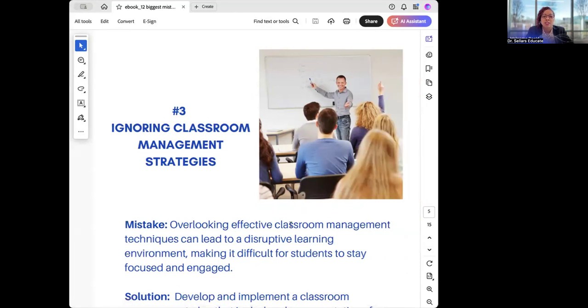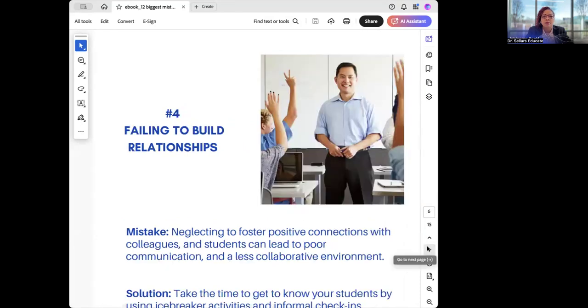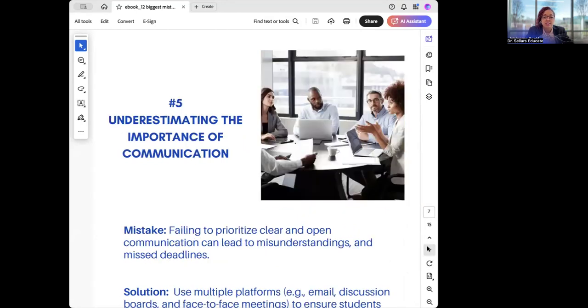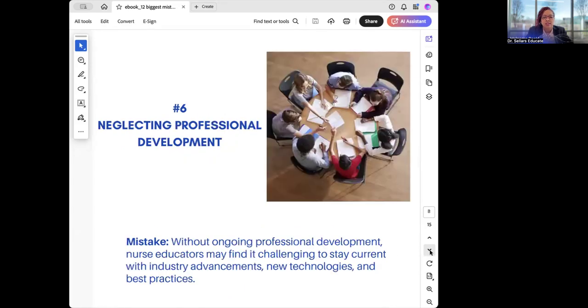Number 3 was ignoring classroom management strategies. Number 4 was failing to build relationships. Number 5 was underestimating the importance of communication. And this topic actually ties into our discussion today as well. Number 6, not making that important time for professional development.